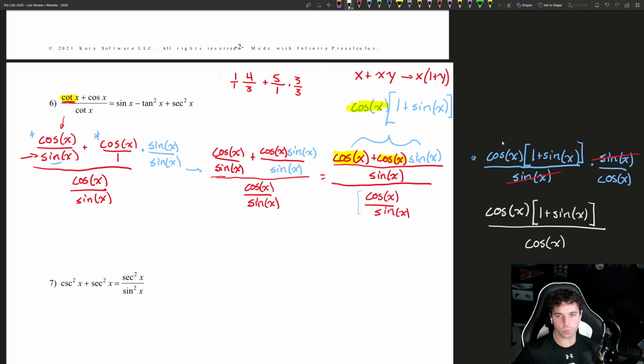So then we get this part in white. I'm hoping what I said up there makes sense, and I think that's what you were asking. All right. Once we do that, we can cross these guys out, and we are left with just 1 plus sine x.